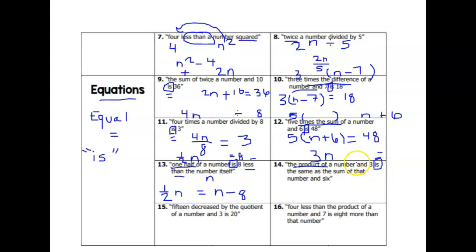3n is equal to, so it's going to be equal to the same as the sum. Sum was addition. So I'm adding, okay? The sum of that number and 6. Okay, so I'm adding 6 to n. Okay, adding 6 to n. So when I write this out, I'll have 3n is equal to n plus 6.